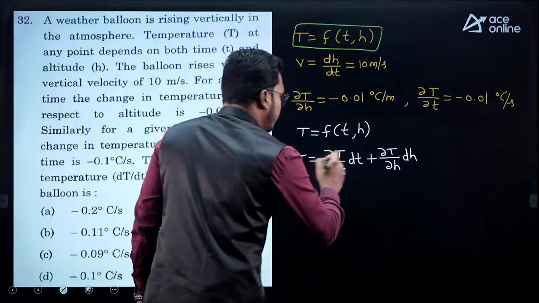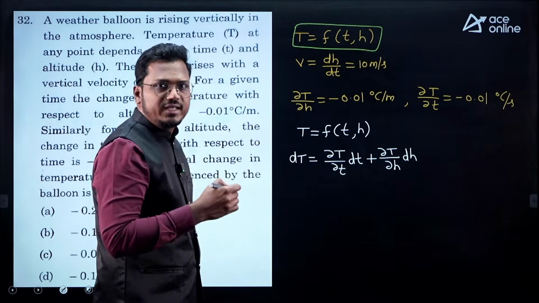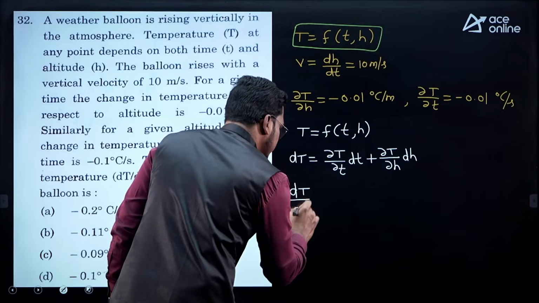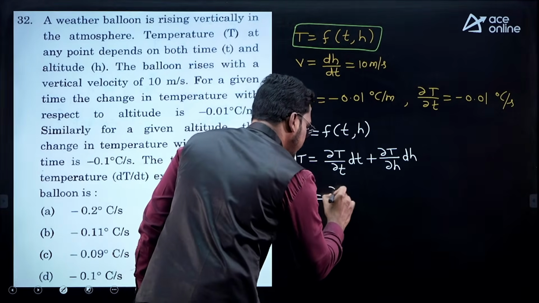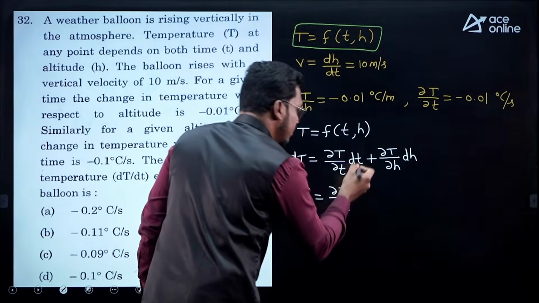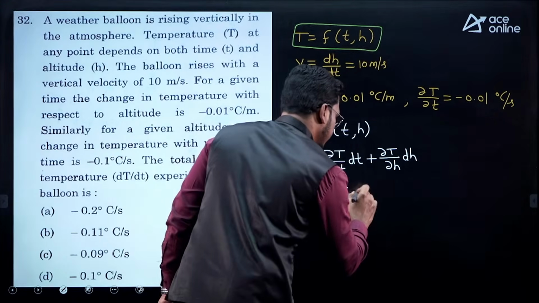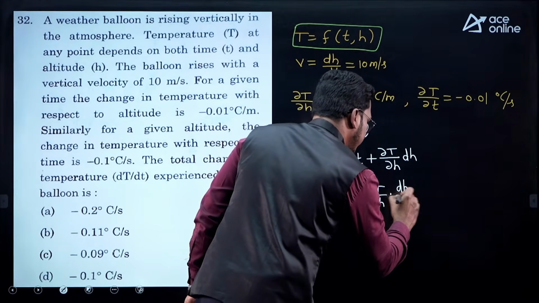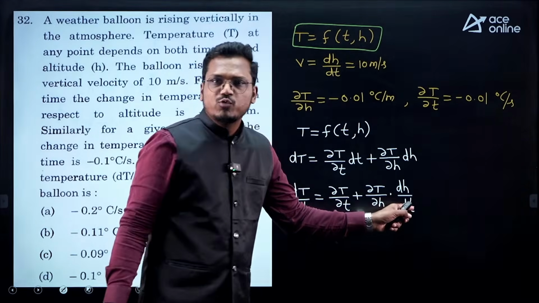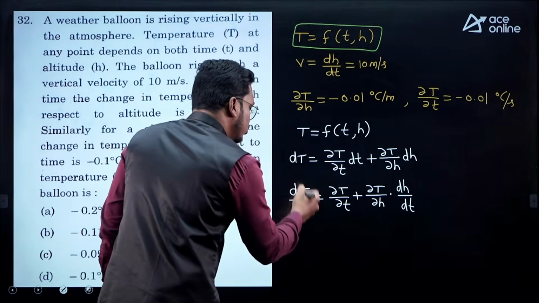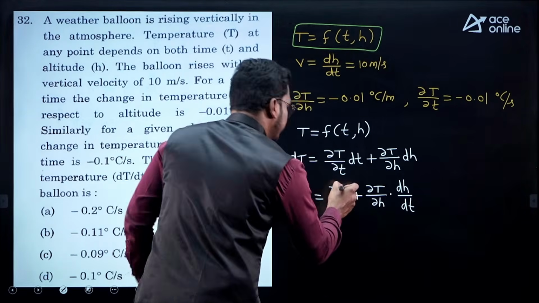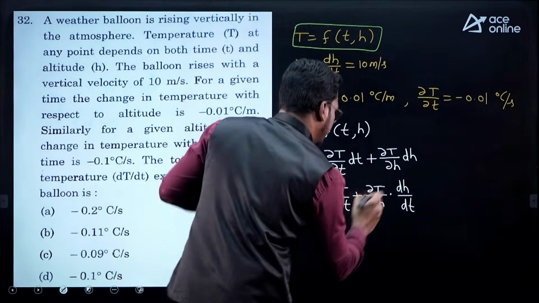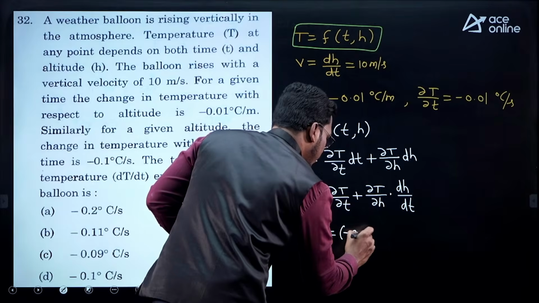So let us divide both sides by dt. So dT by dt is equal to dou T by dou t, dt by dt will cancel, plus dou T by dou h into dh by dt. This dh by dt is the velocity, already given in the question. So this is equal to the change in temperature with respect to time. It is given as minus 0.1.